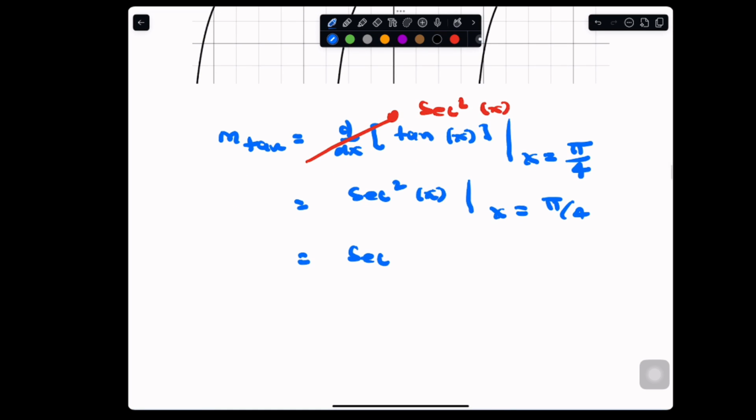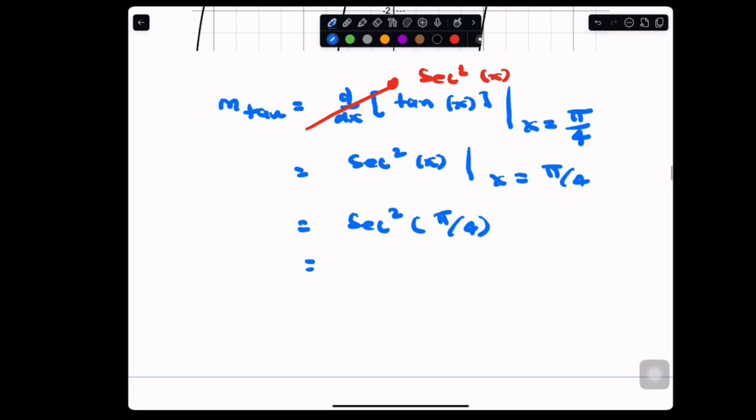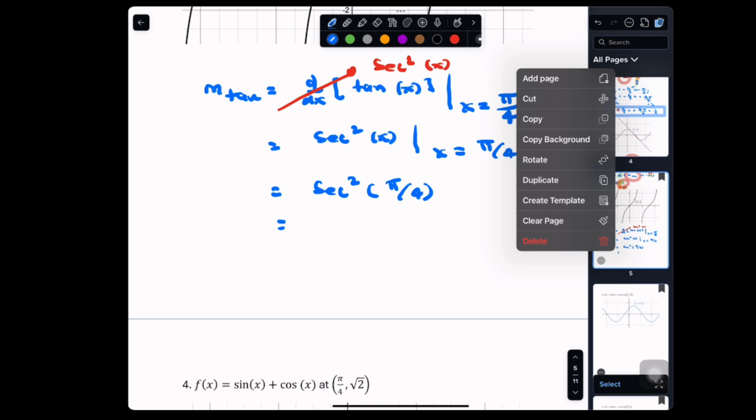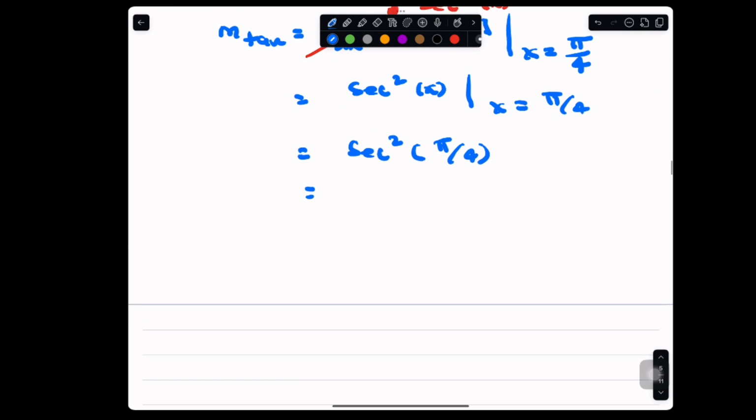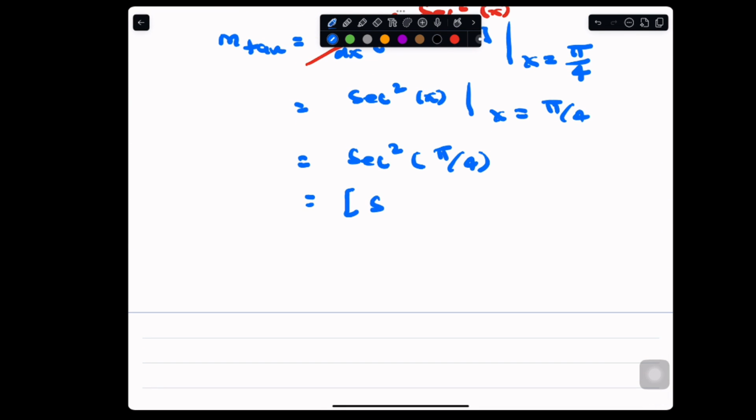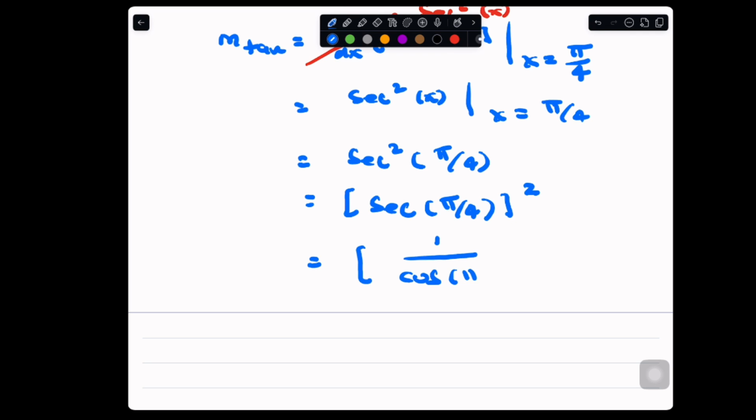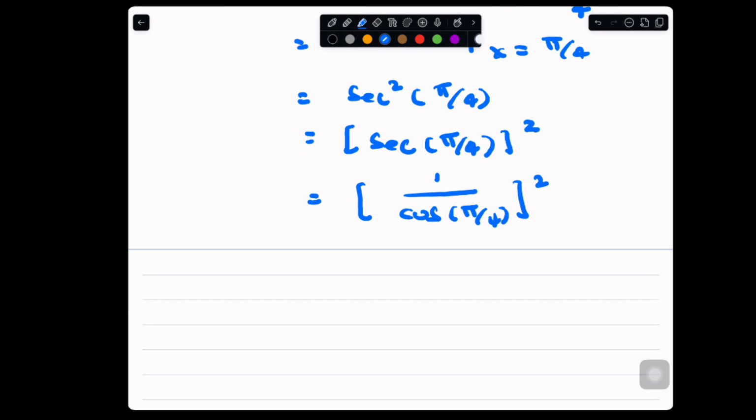And let's plug that in. Okay, now let's remember a few things here. Secant to the second power, this is my notation. This is just squaring secant. In other words, that's our notation. The definition of secant is the reciprocal of cosine. And then I know something about pi over 4. What's pi over 4? Isn't that going to be what?